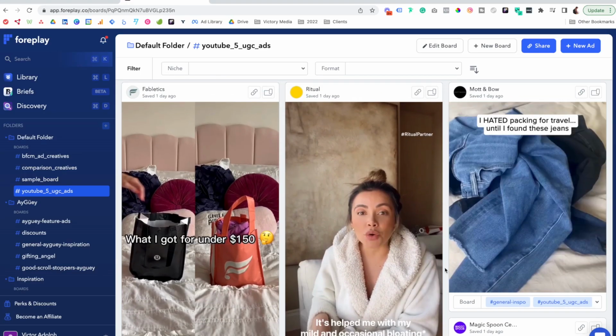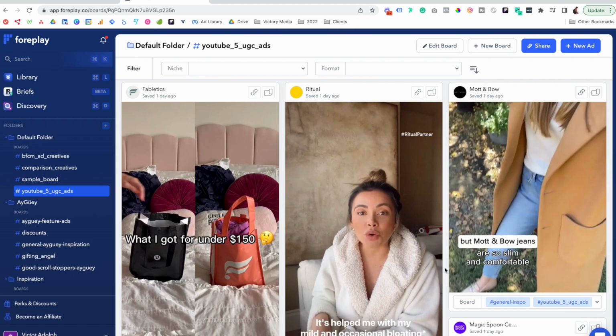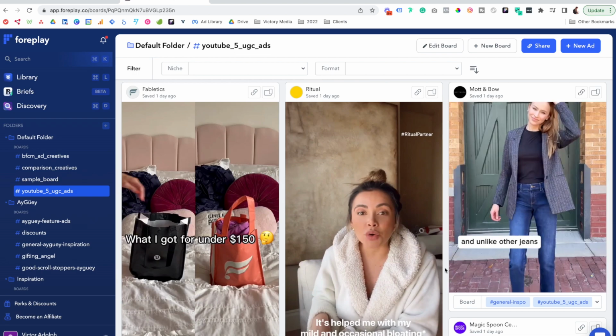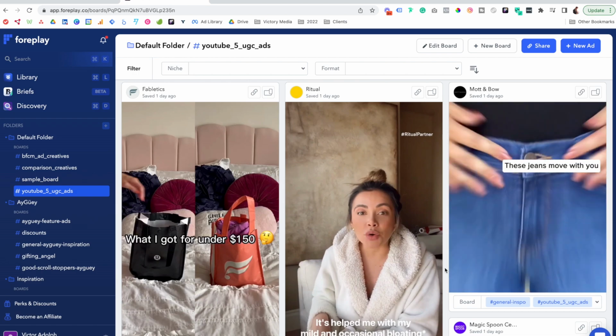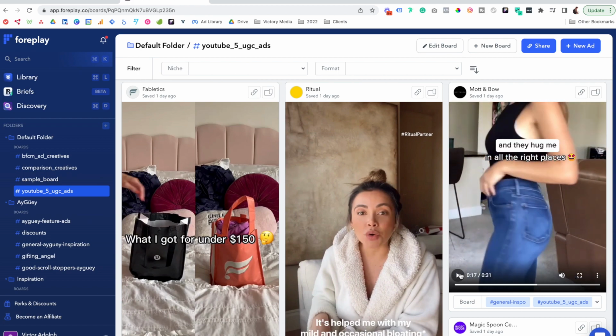Here you go. I got so tired of trying to pack my jeans when I travel, especially because I prefer a carry-on and there's not much room. But these Mod & Bow jeans are so slim and comfortable, they fit in my bag perfectly. And unlike other jeans, they're not uncomfortable when you've been walking or maybe if you've gotten bloated. These jeans move with you and they offer the perfect amount of compression and they hug me in all the right places.